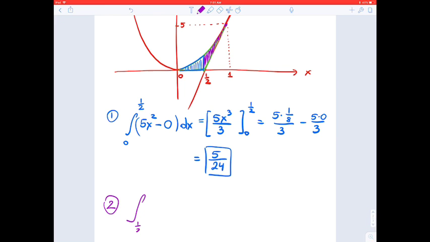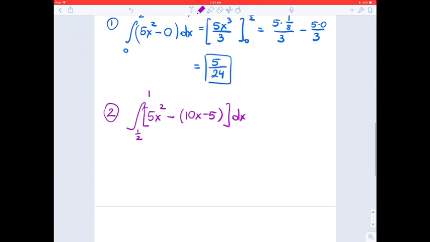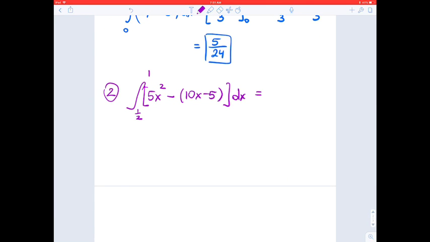Okay, but now we do have another part of the region, from 1/2 to 1. That means my purple region is defined as a definite integral from 1/2 to 1. The top function is 5x squared minus the bottom function, which is the tangent line, 10x minus 5, everything with respect to x. I will evaluate this integral and then add these numbers together. Let me rewrite one more time because we do have a negative sign: 5x squared minus 10x plus 5.